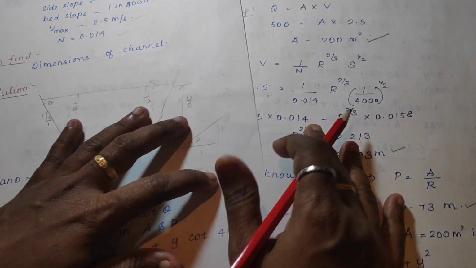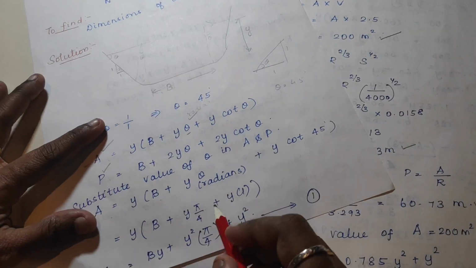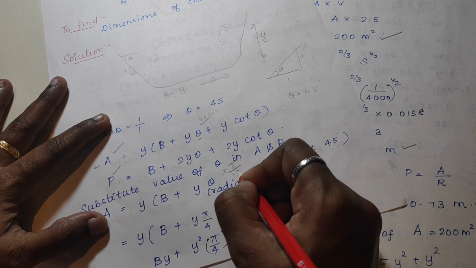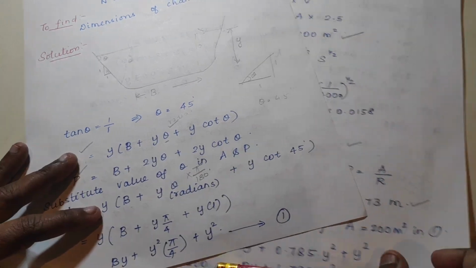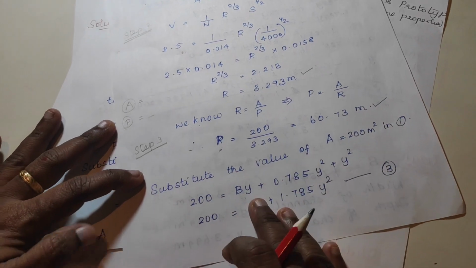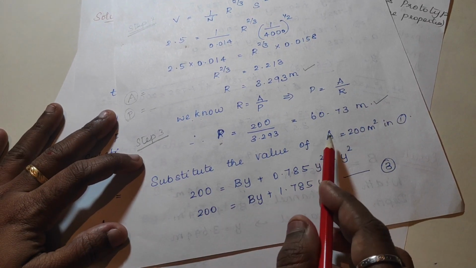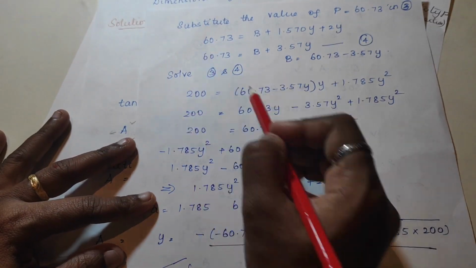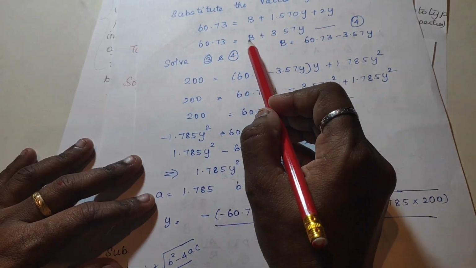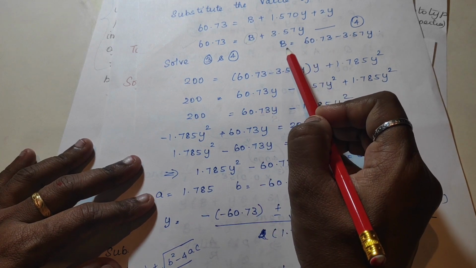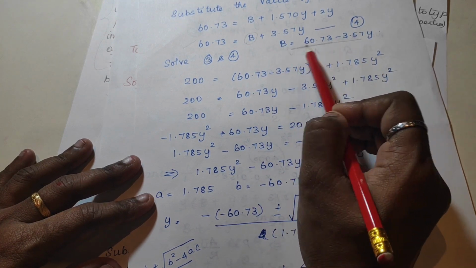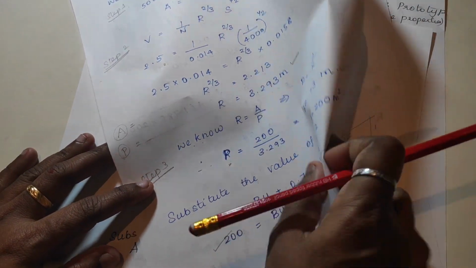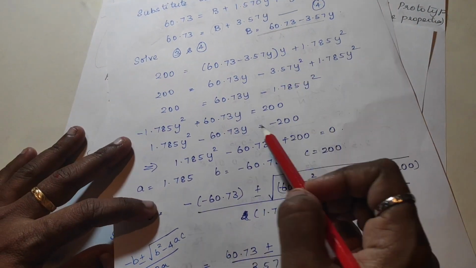Like that you have to find out for perimeter. How to convert it to radians? You have to multiply it by pi by 180 degree. Okay, so you'll get two equations. Substitute area, so here you'll get one equation and here also one equation. From that take B, find out B. This is your B equation. Substitute this B in the other equation, so everything will be in terms of y.